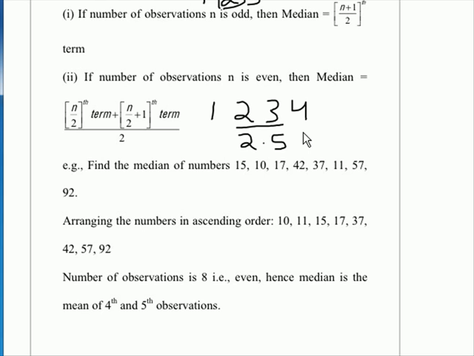So the average of 2 and 3, and this formula is what explains it. So we have 1, 2, 3 and 4 terms. Second term plus 4 plus 1, 5 by 2 plus 1, so third term, and the average of that.